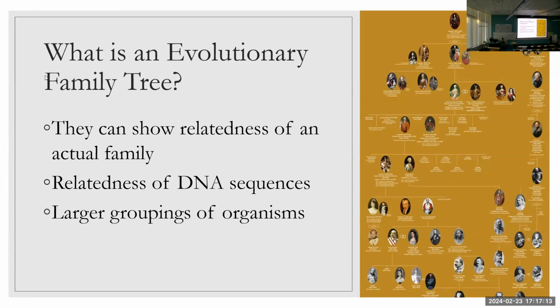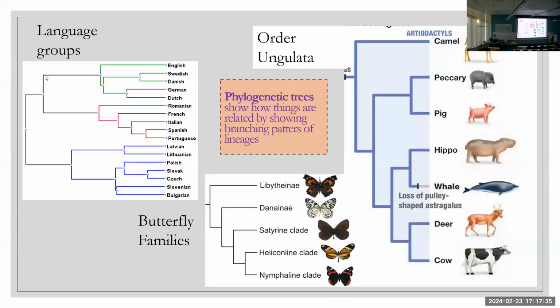You can do that for an actual family, like this one here, the Habsburg family tree. You can do it for relatedness of DNA sequences, and therefore the organisms that possess those. You can do it for big groups of organisms, for any grouping size of organisms, and even things that are non-organisms. So this is a grouping of languages and how they're related to each other. And then here we have, again, the butterfly group.